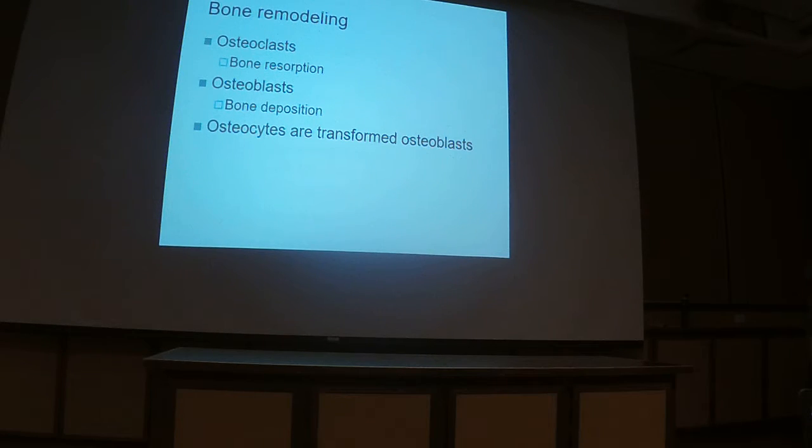Osteoclast, yeah, we already know this. Remember, osteocytes, the bone cells, are transformed from osteoblasts when they get trapped in their matrix. So they get stuck in there and they can't get out. And that's why you can't have interstitial bone growth. It has to be appositional.